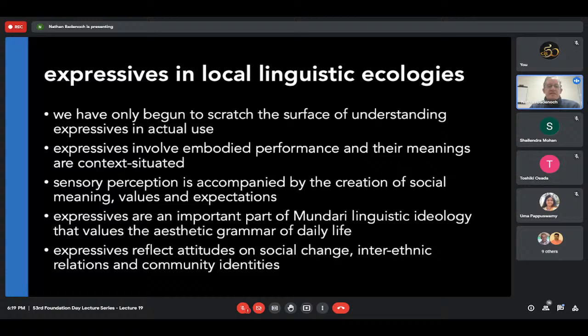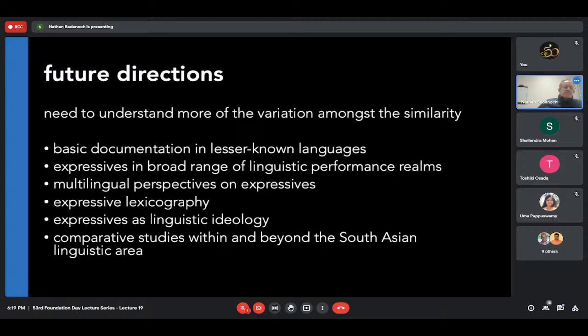So in the future, there's a need to understand more of the variation amongst the similarity. So the point is that in South Asia, we are struck with the similarity, which is a very interesting thing to explore. But because languages deal with expressives in so very different ways, we need to focus on the variation aspects amongst all the similarity to really unpack what we've got.